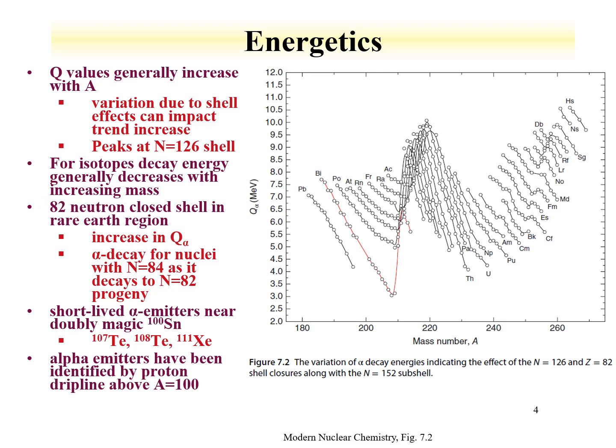The alpha half-life decreases, so we can start to see some competition between alpha decay and other modes of decay. There are also some short-lived alpha emitters near doubly magic tin-100, and you can examine this on the chart of the nuclides. Look at some of the isotopes that are listed here. Alpha emitters have also been identified by the proton drip line above A of 100. The proton drip line is that part of the chart of the nuclides right at the left-hand edge, the very light isotopes. If you inspect that area of the chart above A of 100, you'll see some alpha emitters.